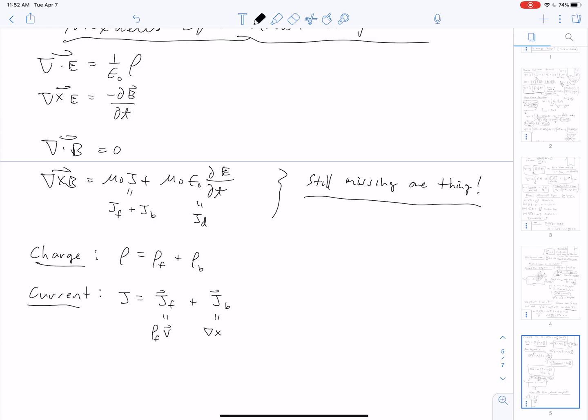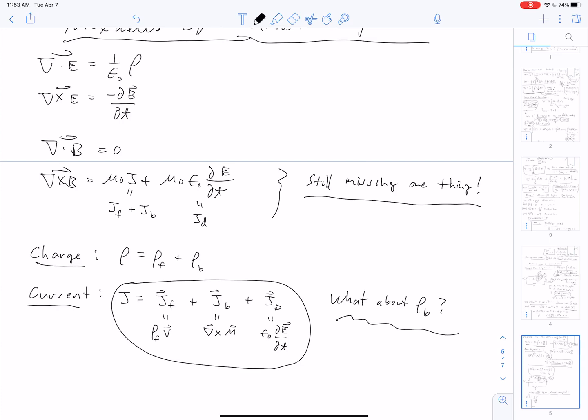del cross M. We derived that a while back. That's the bound current density, and now we have this new one, the displacement current density. And we know what that is. That's equal to epsilon naught dE dt when the electric field changes. So what could we possibly be missing? Well, when you look inside of these currents, we can ask the question, what about the bound charge, rho B?